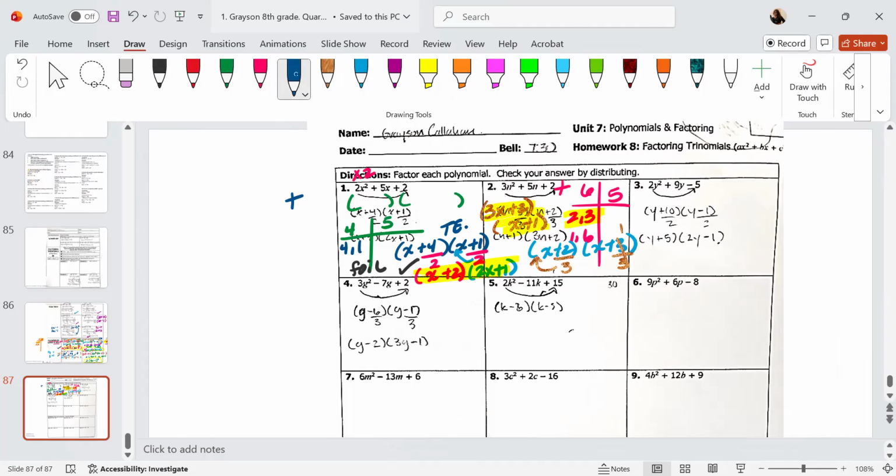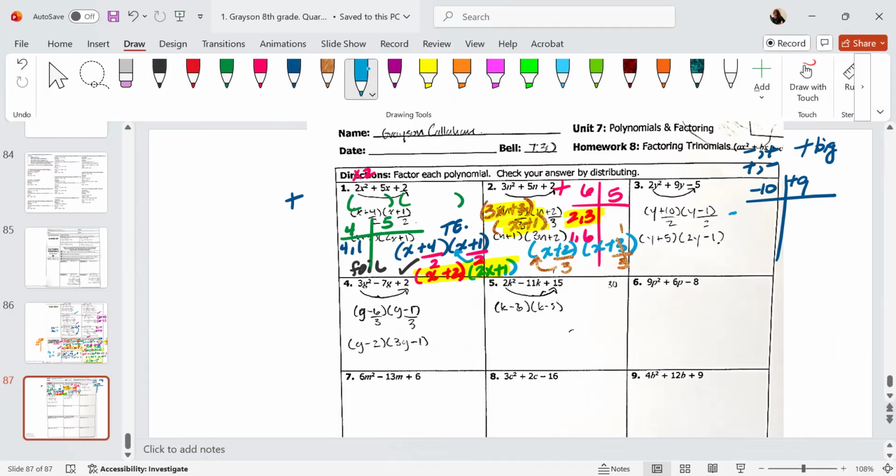This one's a little bit different. 2 times negative 5 is a negative 10. Do you see that? So now I have a negative number, right? To have a negative number, it has to be a plus and a minus. Since this number is positive, you're going to have a positive big number. So those are the things you're thinking about in your head.